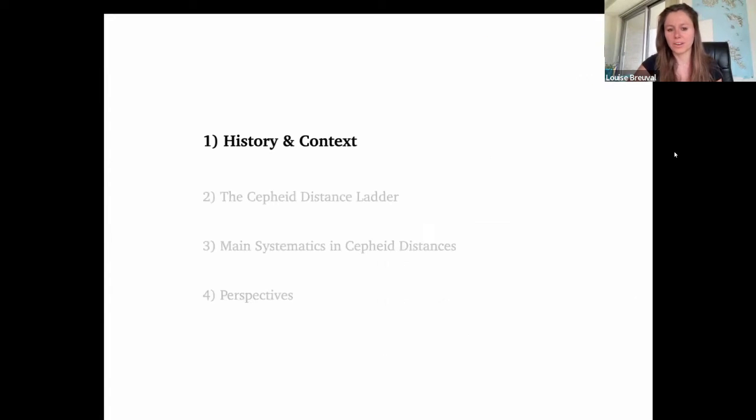I'll start with an overview and a reminder of how it works. And then we'll talk about how we combine the Cepheids with brighter distance indicators to measure distances to more distant galaxies. And then we'll talk about the systematics. So let's start simple with the simple question, what are Cepheids?